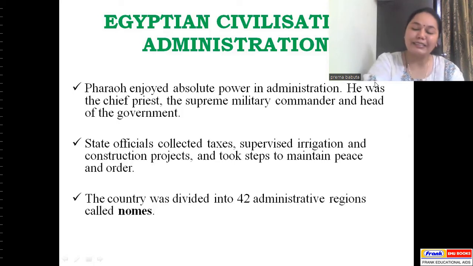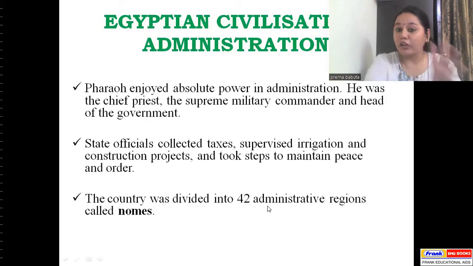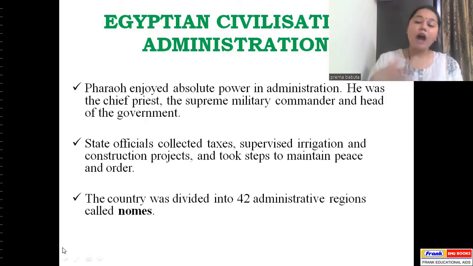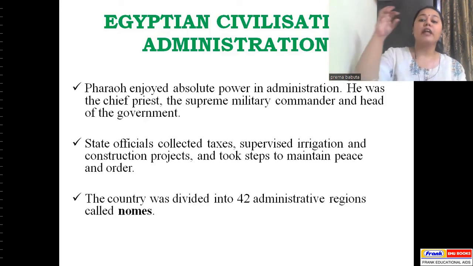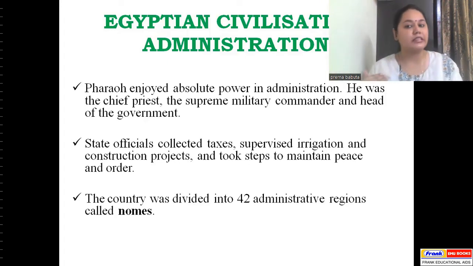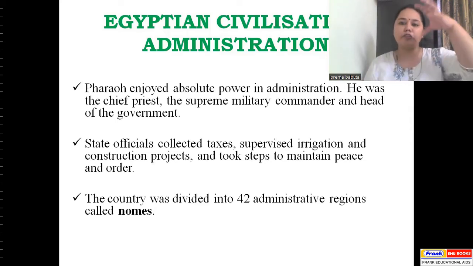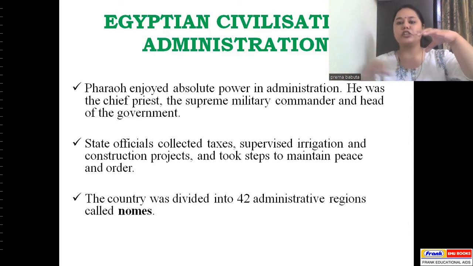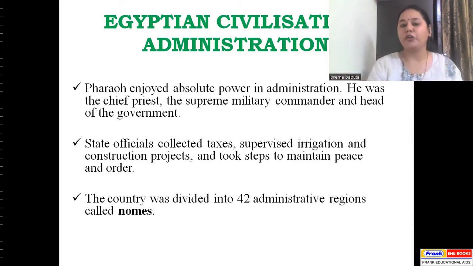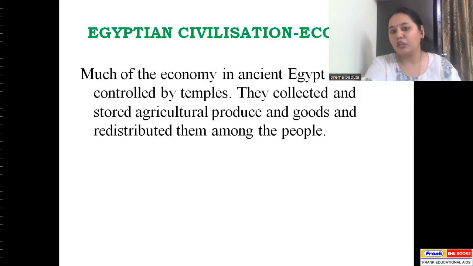So ma'am will say the same statement which she has been saying in almost all the chapters, that is how advanced these people were. The country was divided into 42 administrative regions called nomes. Like in our country, how is it divided? It is divided into different states, and each state has its own chief minister, and then you have the president and the prime minister sitting at the center governing the entire country. Same was the case with the Egyptian civilization. So the pharaoh was the main ruler, and the area was divided into 42 administrative regions called nomes.